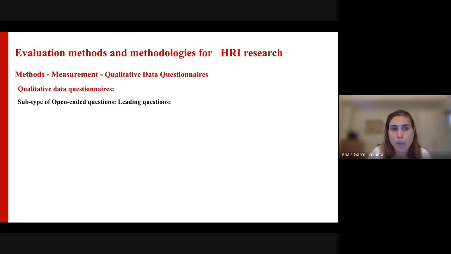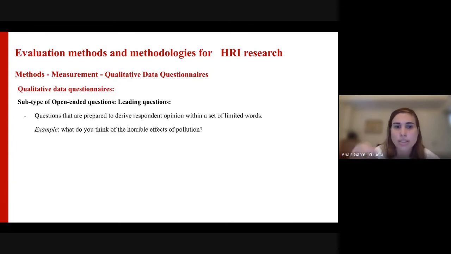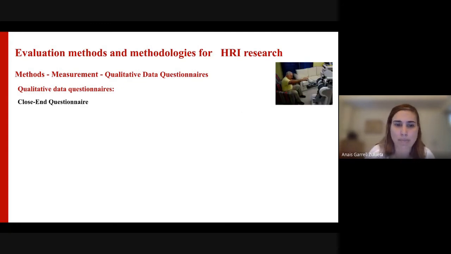We have a subtype of these kinds of questions, the leading questions. Here, we are just telling the participant how to answer. For me, this is a trick, so don't try to use this kind of question. Like, what do you think of the horrible effects of pollution? So you are saying that they are horrible, and maybe the participant doesn't believe the same as I do.